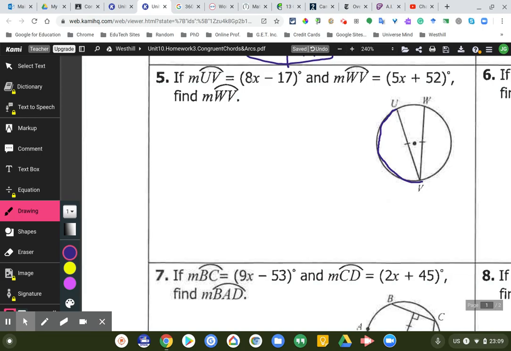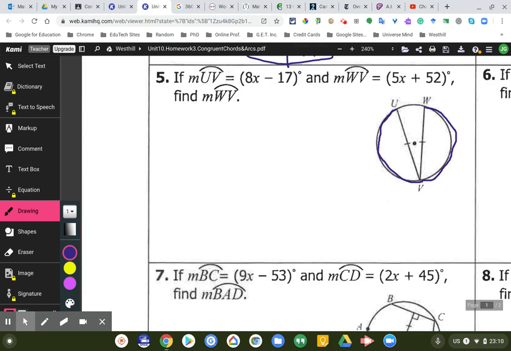Is equal to 8X minus 17, and measure of angle WV is 5X plus 52. Fine. All right, so now it wants us to find the actual measure, the degrees, of WV. So we have to find X, and then we have to sub back in there. That's fine.